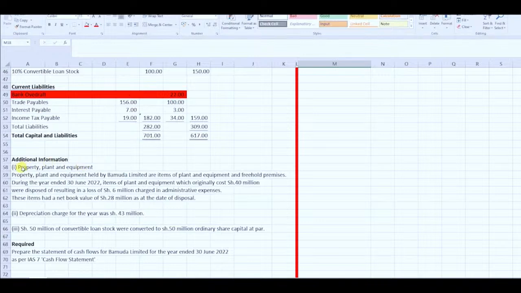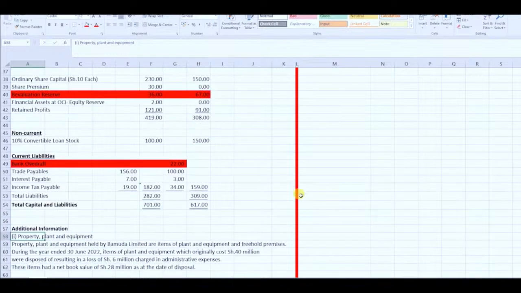Property, plant and equipment. This is information that relates to PPE, property, plant and equipment, held by Bermuda Limited, which are items of property and equipment and freehold premises. During the year ended 30th June 2022, items of plant and equipment which originally cost 40 million were disposed of, resulting in a loss of 6 million charged in administrative expenses. These items had a net book value of 28 million. So this is the 28 million that we're going to use over here.